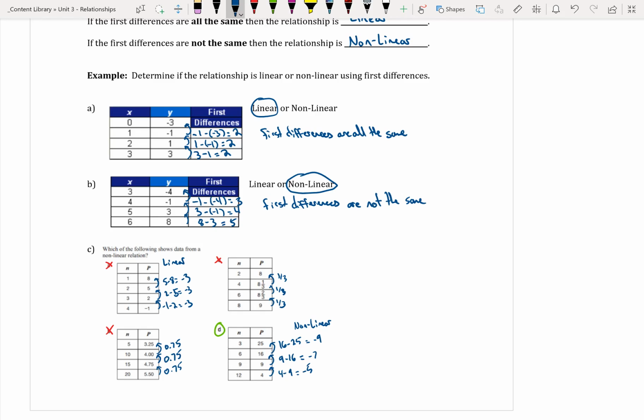So again, from this note, the key things that we should take away is the idea of checking to see if it's linear or nonlinear using first differences. And first differences, again, are when you subtract the successive y values, or bottom minus the top. If they're all the same, it's linear. If they're all different, it's nonlinear.